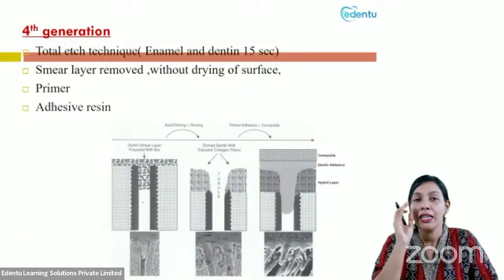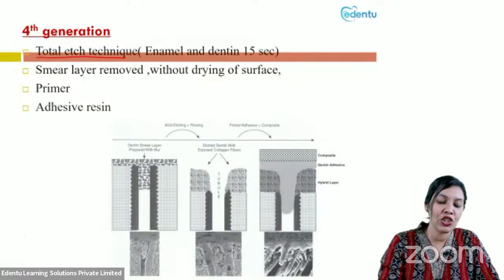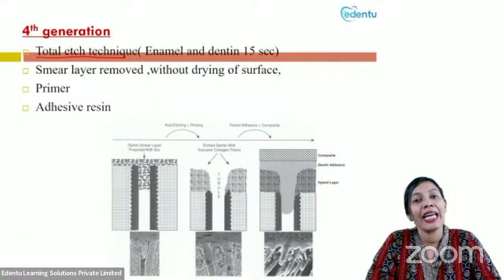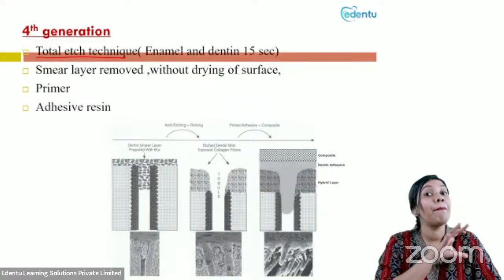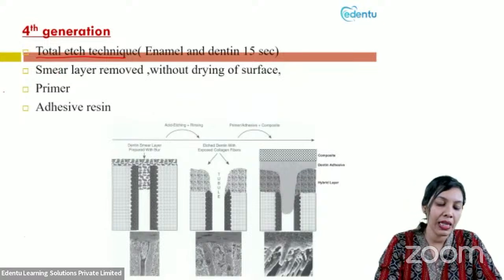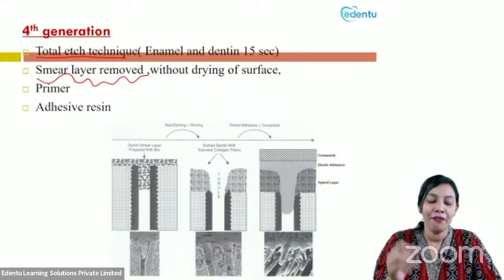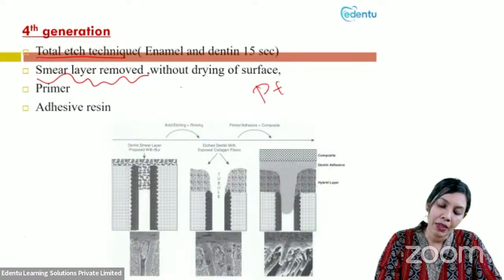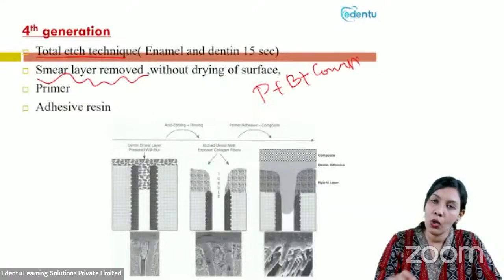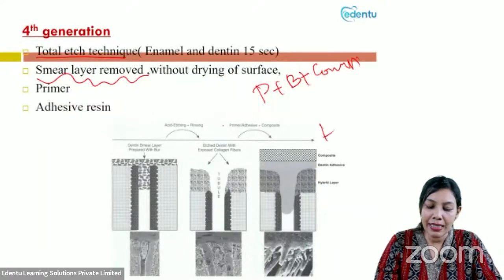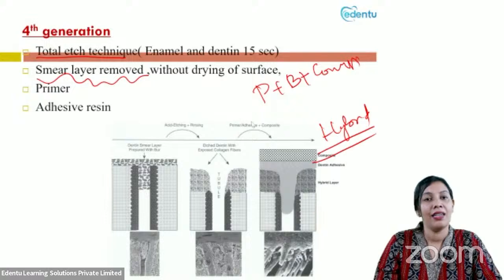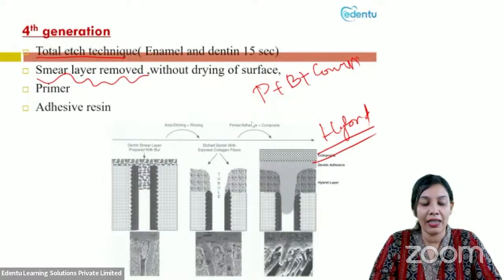Fourth generation started total etch. The name itself suggests total etch technique, where we'll be etching enamel as well as dentine. So what happens is there is complete removal of the smear layer. We'll be adding again the primer, bonding agent, and the composite. Hope you understood. Hybrid layer concept actually came in this generation.